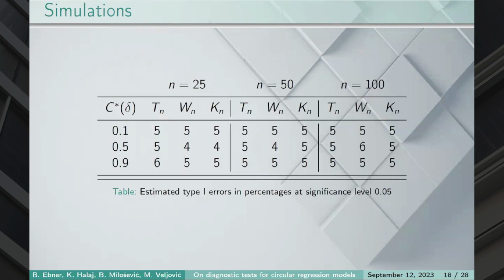On this table, we can see estimated type 1 errors in percentages for different sample sizes, 25, 50, and 100. And we can see that all tests are well calibrated.